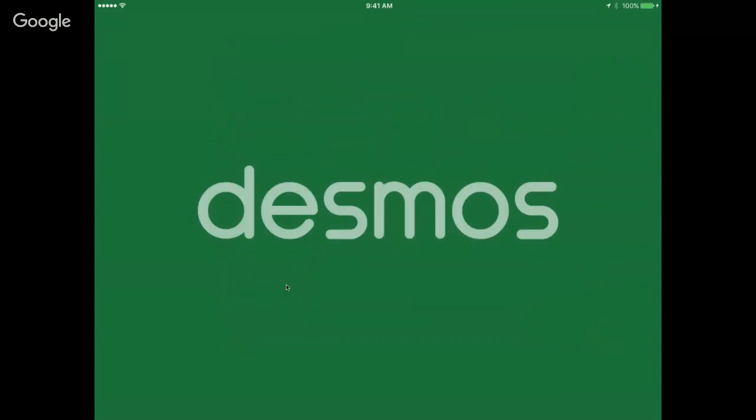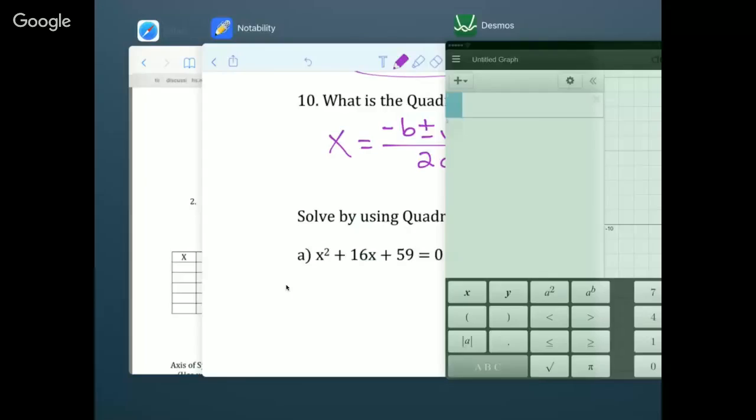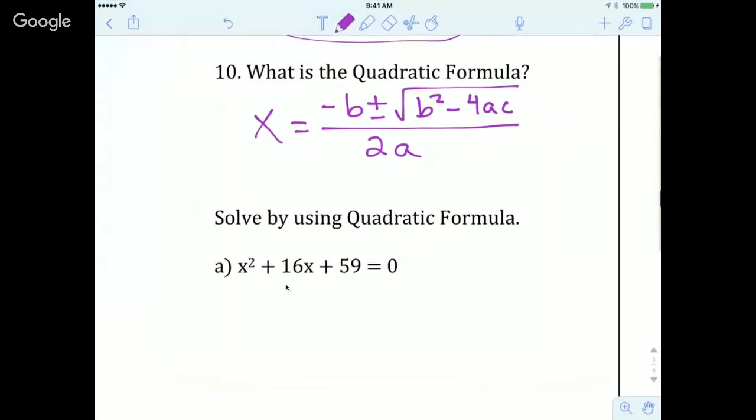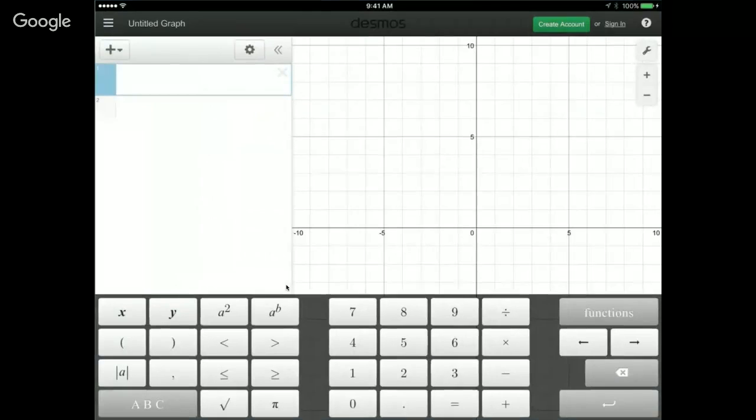Okay, so with the calculator, we have the store button. And if I wanted to store, let's see here, what's my A value? My A value is equal to 1. My B value is 16. My C value is 59. If everybody wants to get out your Desmos or your calculator, on the calculator, you can hit the store button. On Desmos, anybody want to take a guess at what the store button is?